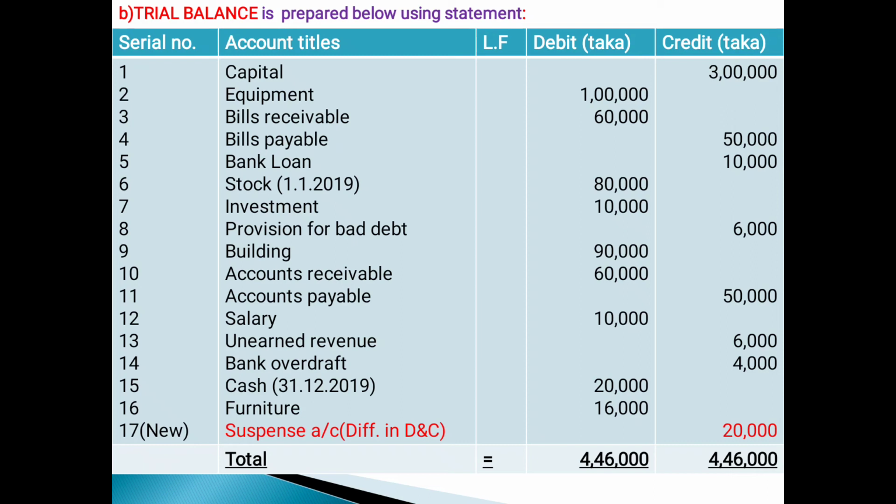Cash on 31st December, that is closing cash in hand, one kind of current asset. This is debited taka 20,000. That is, the closing cash balance is debited in this trial balance for taka 20,000. Furniture, one kind of fixed asset, is debited for taka 16,000 in the trial balance.